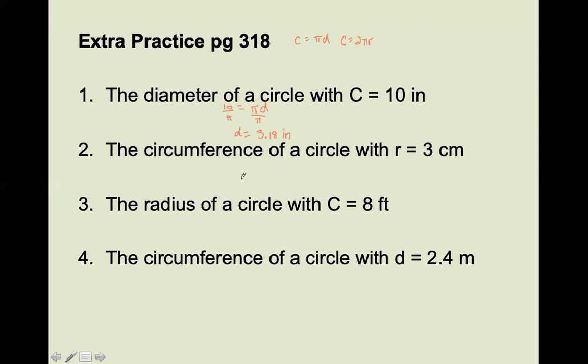Okay, number 2, this time it says, find the circumference of a circle where the radius is 3 centimeters. So this time I'm going to use the circumference formula that has the r in it. I'm solving for circumference, so C is equal to 2 times pi times 3, right? Our radius is 3. So our circumference is equal to, well, 2 times 3 is 6, so 6 pi. And if I round that, I get about 18.85.